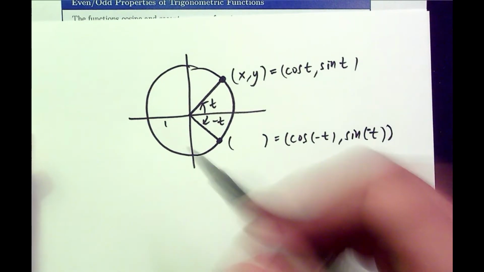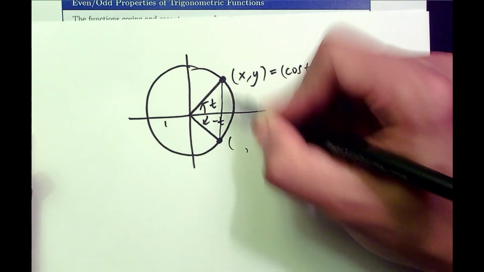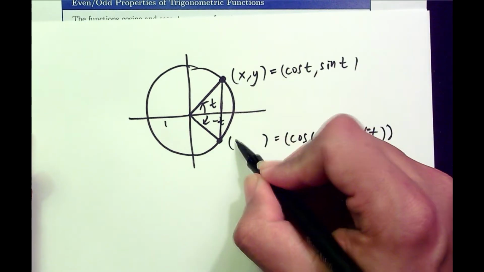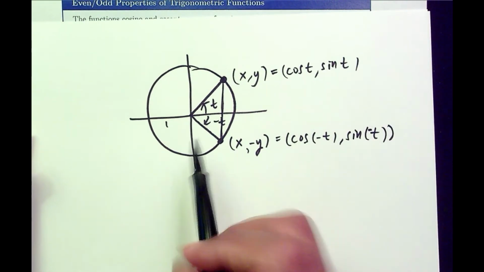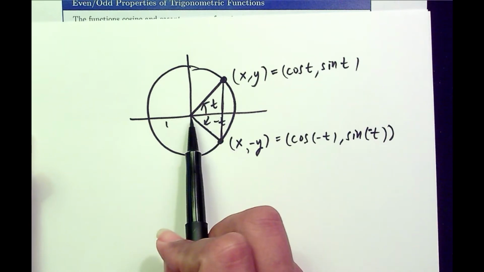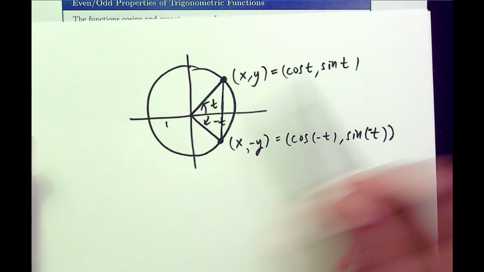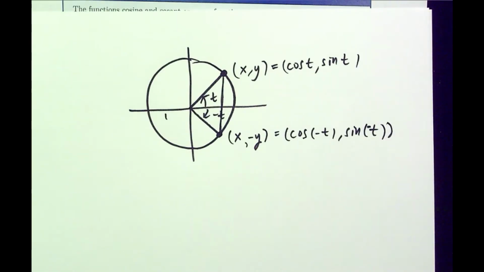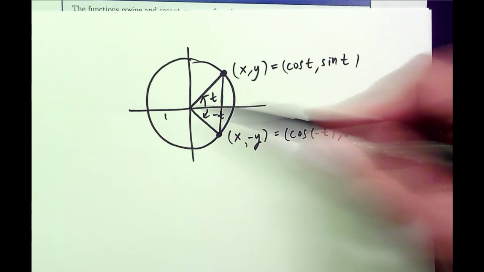Now, in terms of x and y, this should be the same x. However, the y should be the opposite y. It's the same x because it's the same horizontal displacement from the origin from left to right. Same x, but the y is opposite. And this should be like a reflection, okay? It's a reflection through the x-axis.